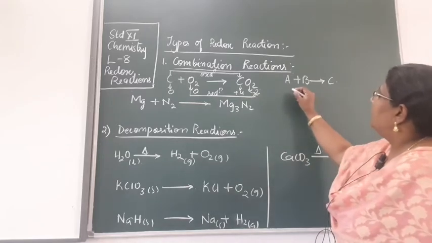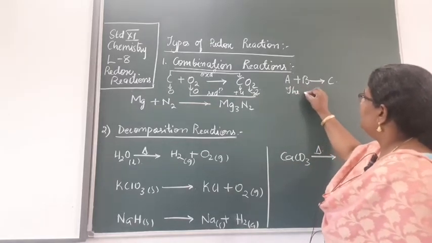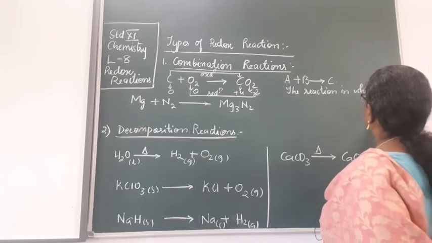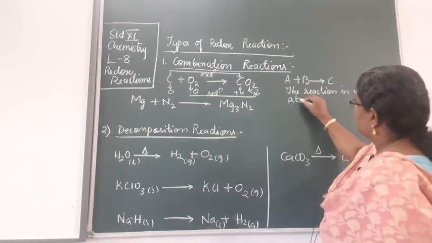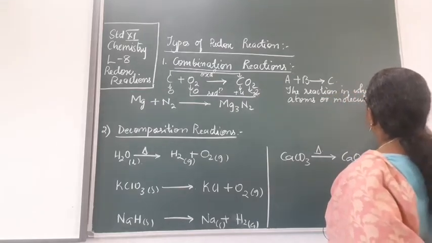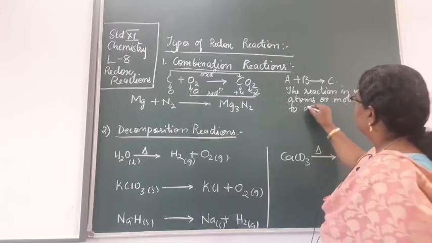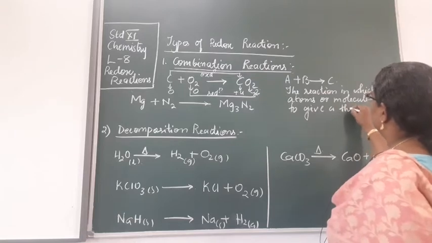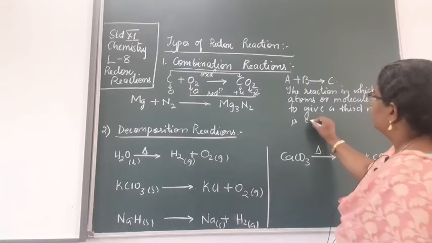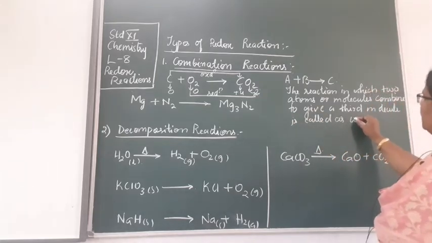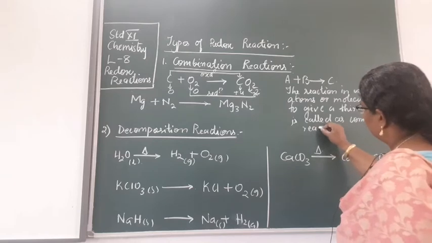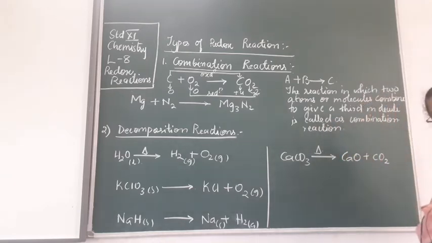ठीक है, तो हम define कैसे कर सकते हैं? The reaction in which two atoms or molecules combine to give a third molecule is called a combination reaction.